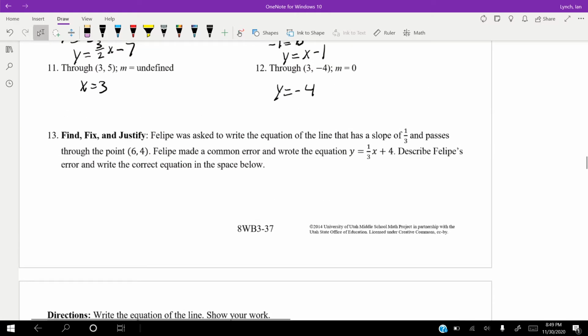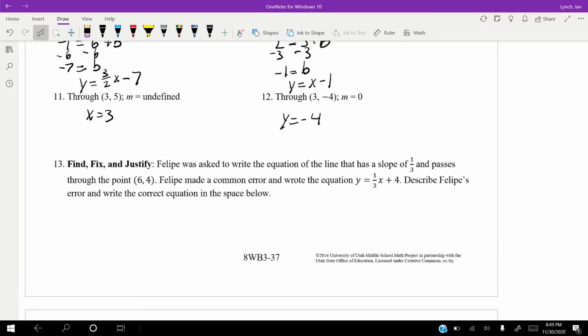All right, I like fix and justify. So Philippe was asked to write the equation of a line that has a slope of 1/3 and passes through the point 6, 4. Now he made a very, very common error and just wrote the equation y equals 1/3 x plus 4. What happened?